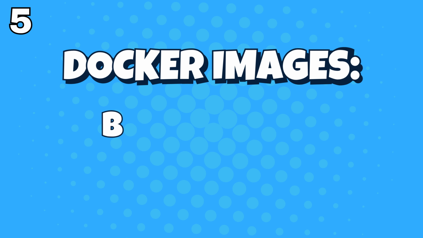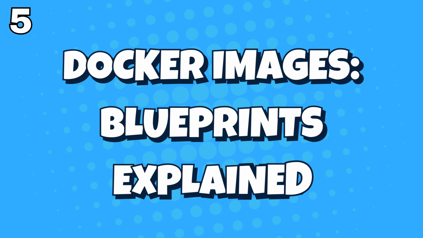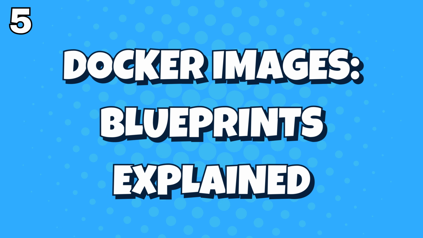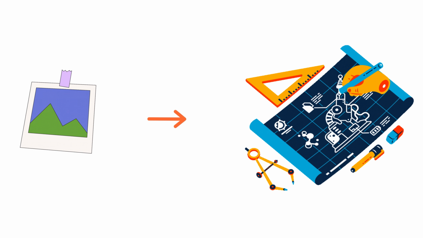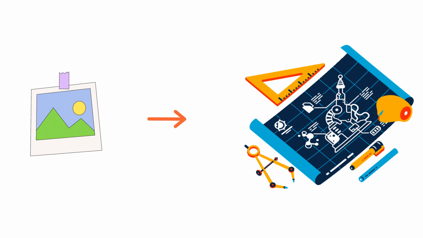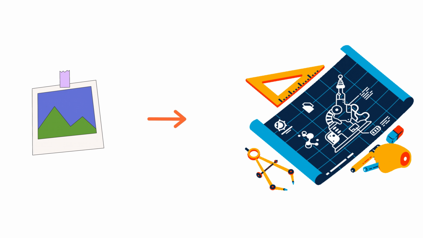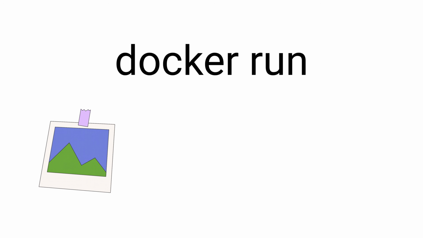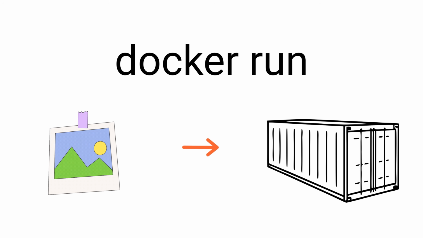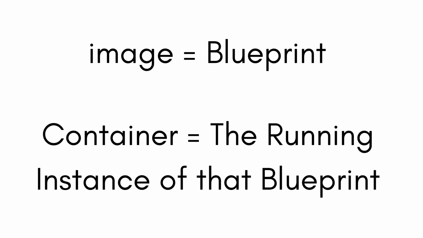So what just happened? You ran a container based on a Docker image. Think of an image as a blueprint for your app. It contains everything needed: the code, libraries, and environment. When you run docker run, it pulls the image, creates a container from it, and runs it. Remember this: image equals blueprint, container equals the running instance of that blueprint.